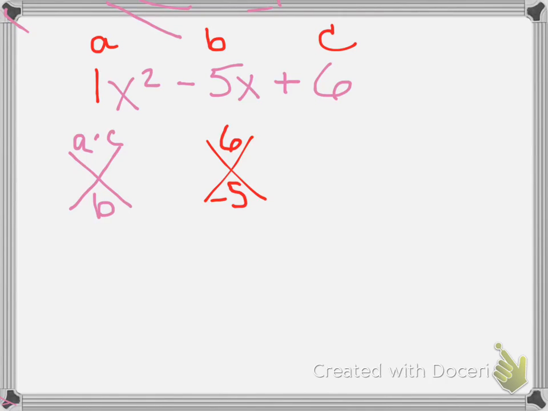All right, do you remember doing diamond problems back in September where we have to figure out what two numbers multiply to be the top number and add up to be the bottom number? That's what we're going to try to figure out here. So what two numbers multiply to be 6 and add up to negative 5? 3 and 2.